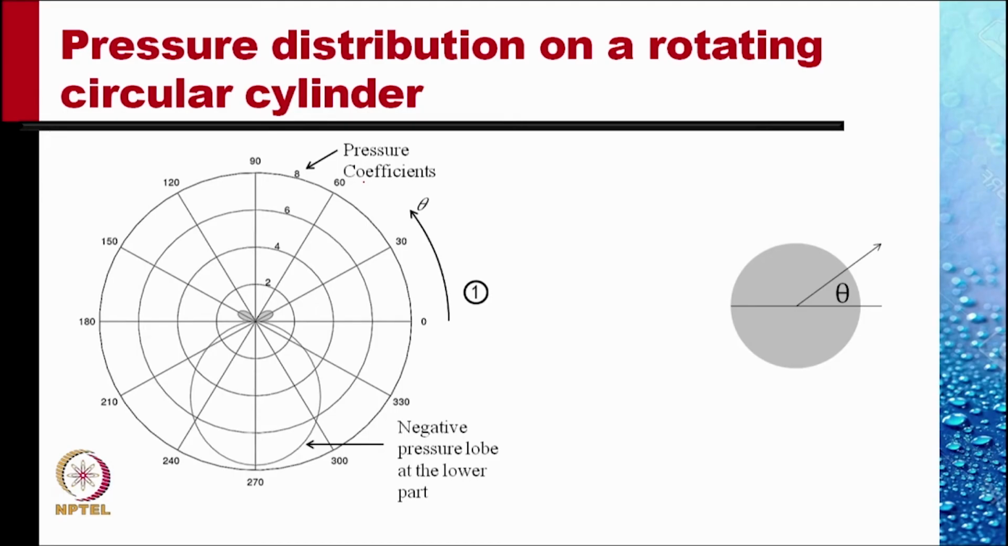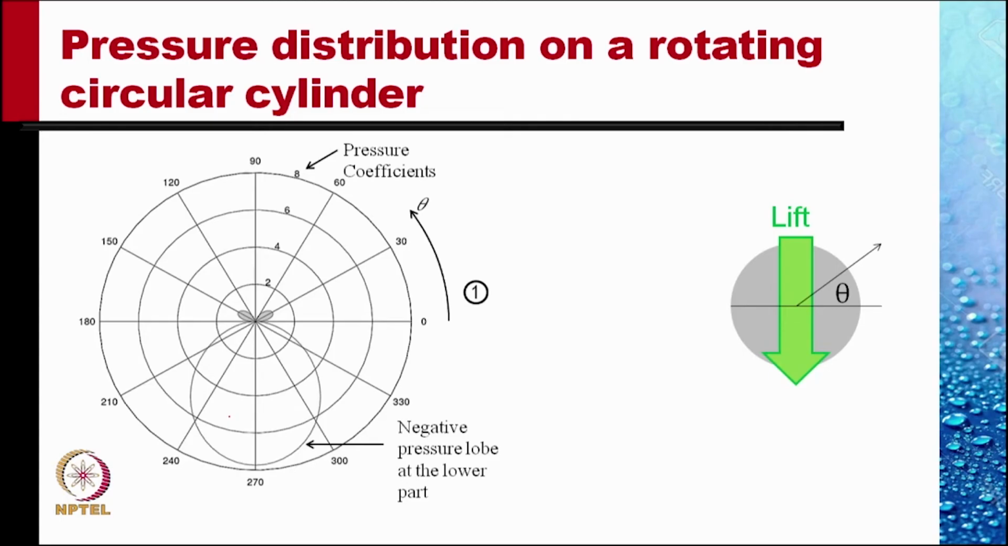The two gray lobes here represent positive pressure, and this big white lobe at the bottom represents the negative pressure. And because of this, now there is a component of force acting on the cylinder downwards. We call it lift because it is perpendicular to the direction of flow. The undisturbed flow is from left to right horizontally. This force is perpendicular to it, so it is termed lift.